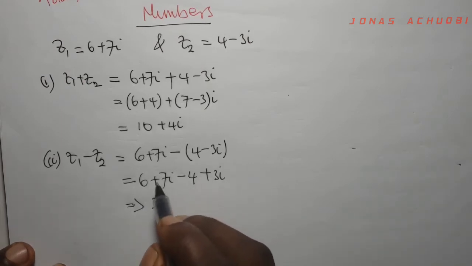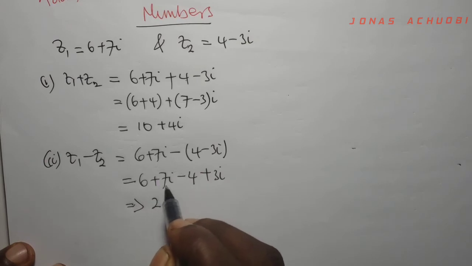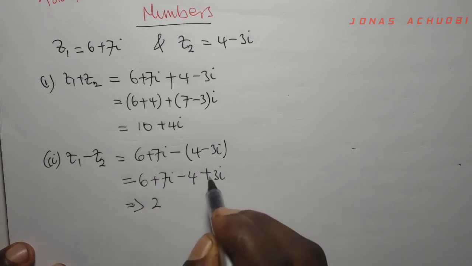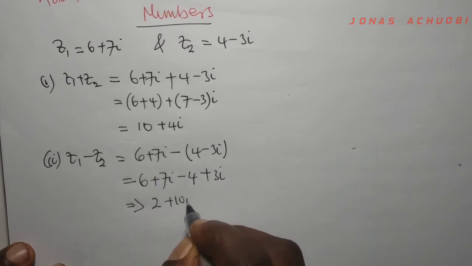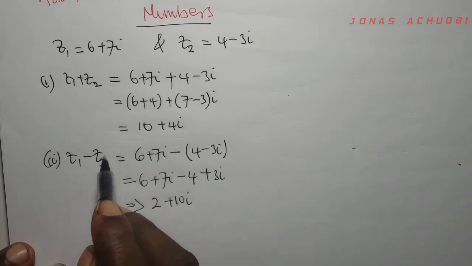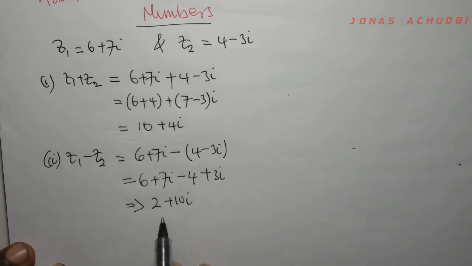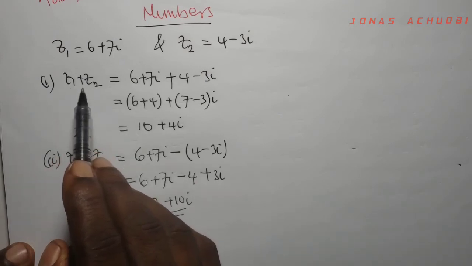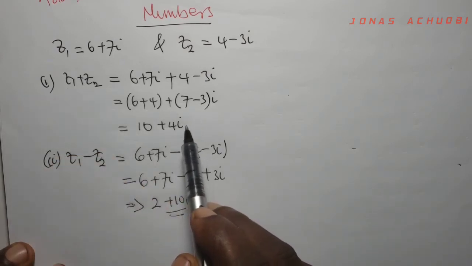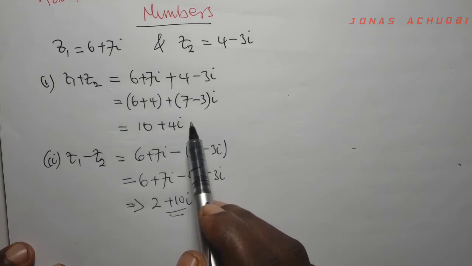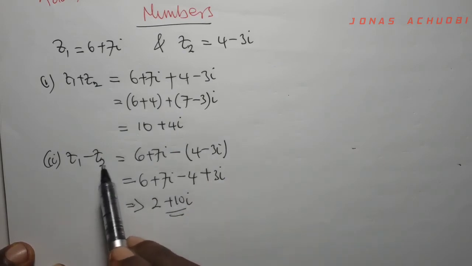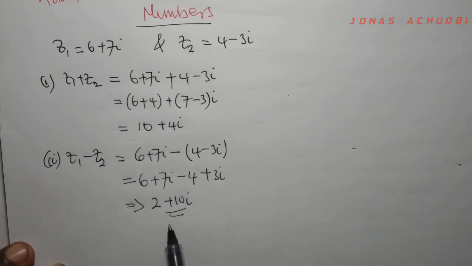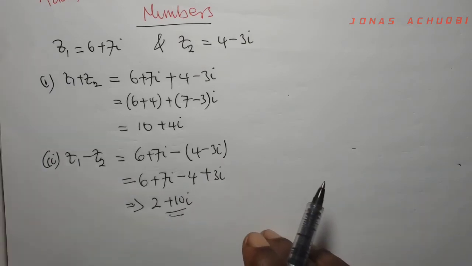The imaginary parts are 7 and 3. So 7 plus 3 is 10i. So z1 minus z2 is equal to 2 plus 10i. So you see here that if you have two complex numbers and you add them, what you have remains a complex number. And if you subtract two complex numbers, in whatever order, the result you are going to have also remains what? A complex number.